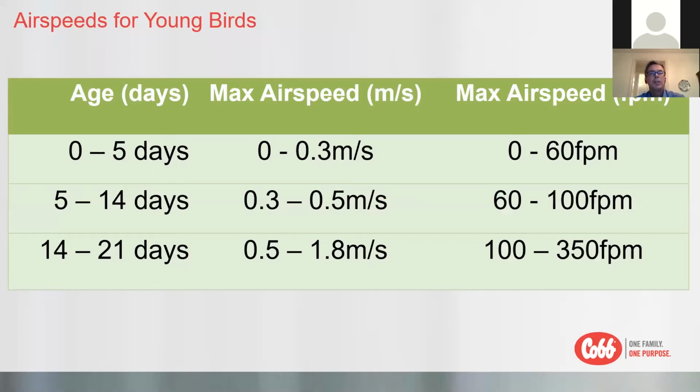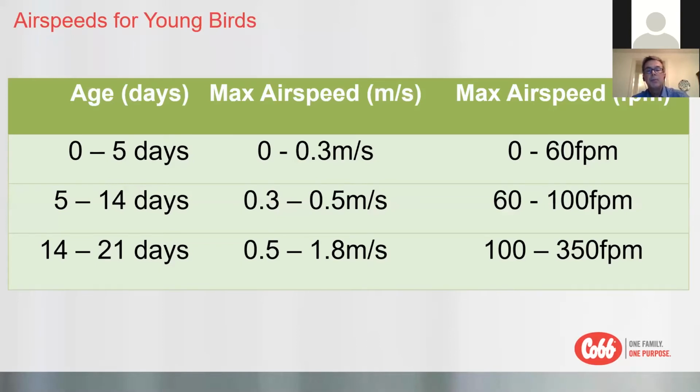So the big question is, can we run air speed on young birds? And the answer is yes, we can. I think it's in our broiler guide, we have a guide in terms of how much velocity a young chick will tolerate. So we know as managers from experience that in the first 5 days, up to 0.3 meters per second, or 60 to 100 feet per minute, is acceptable.